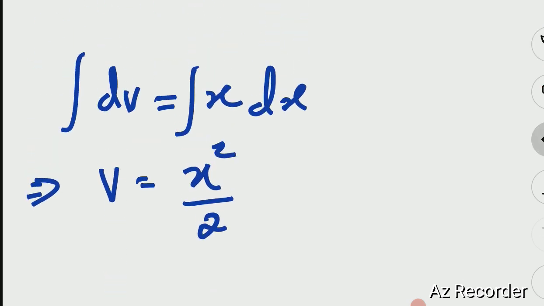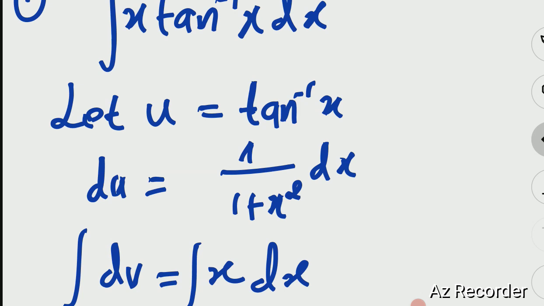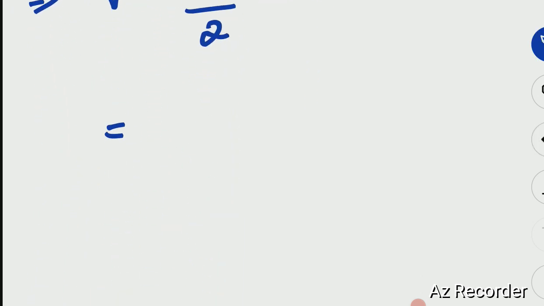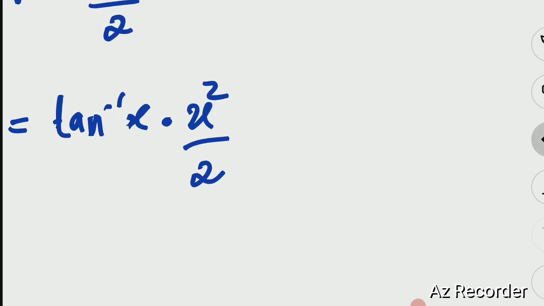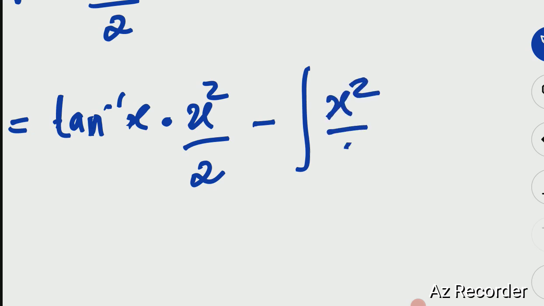Our u is tan inverse of x. So we're going to put tan inverse of x times v. What's our v? Times x squared on 2, that's it, minus the integral, that is uv, minus the integral of v du. Our v is still x squared on 2, times.